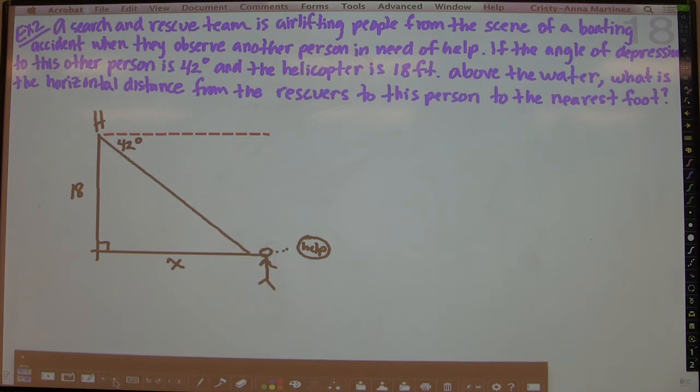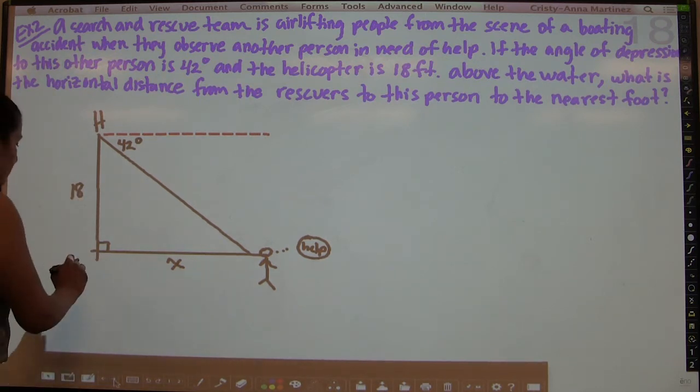It says, a search and rescue team is airlifting people from the scene of a boating accident. So again, I have a diagram, but I want you to understand what's happening in the problem, and I can tell you why I drew the diagram the way I did. So here this H stands for helicopter. It says that they're airlifting people from the scene of a boating accident. So this is where the scene of the boating accident is.